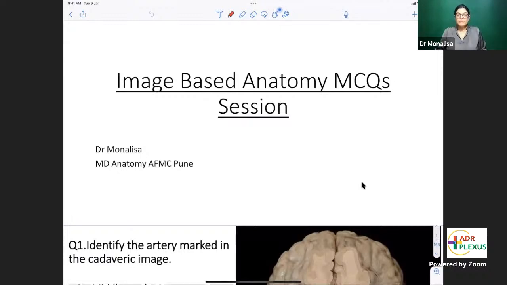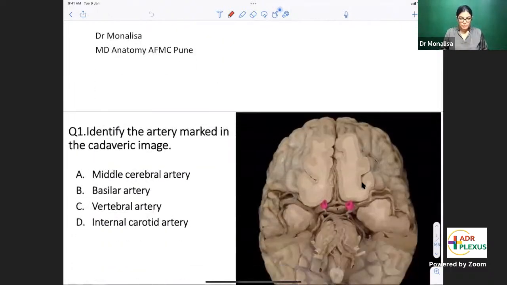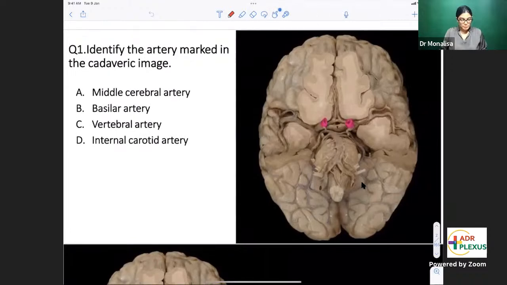Everyone, let's start with the image-based anatomy MCQ session before the examination of NEET-PG 2022. So let's start with discussing a few important images. Let's start with the first MCQ. Identify the artery marked in this cadaveric image.